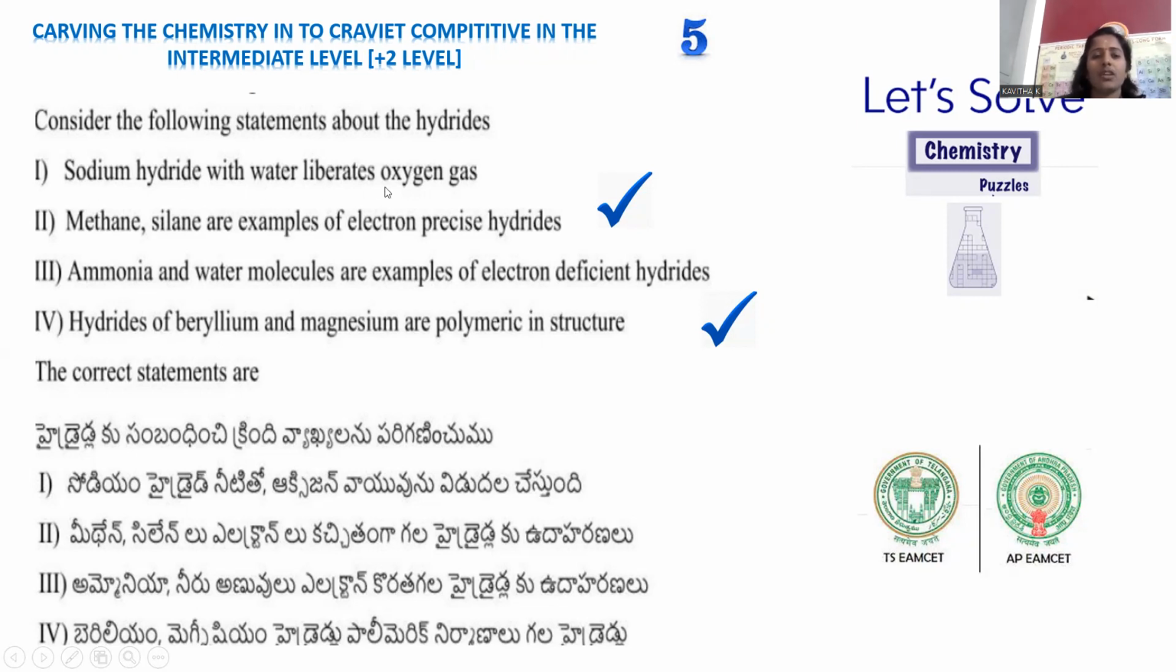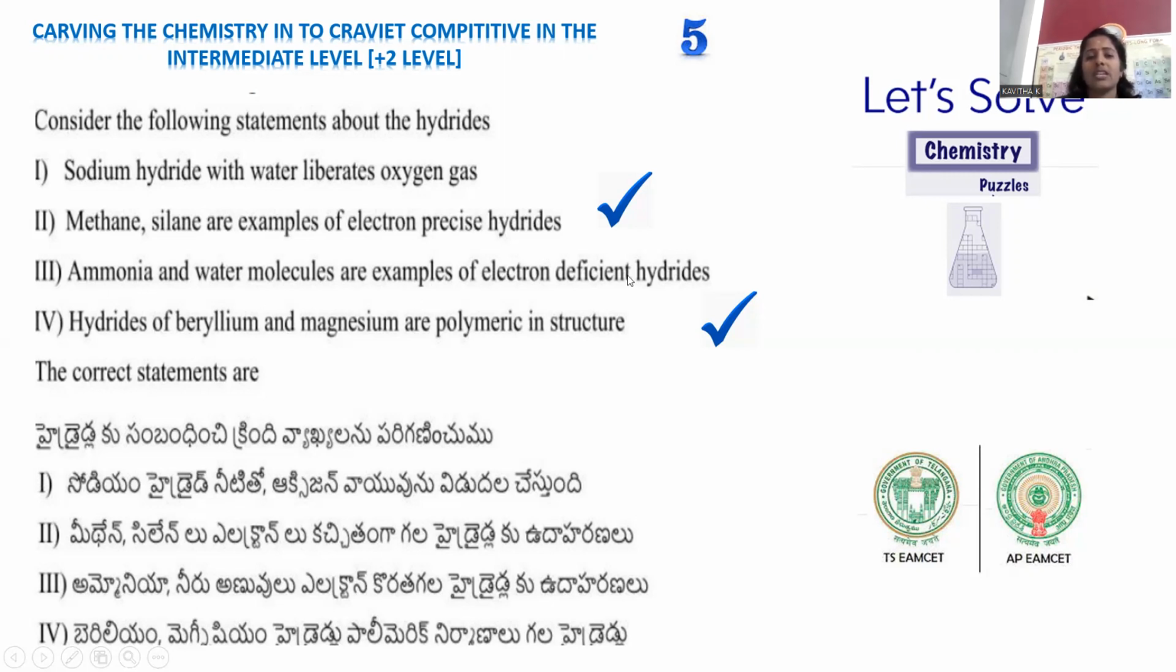Sodium hydride with water liberates oxygen gas, right? Whenever sodium hydride is treated with water, the release of hydrogen gas is possible. This is one of the statements they are providing over here. Methane, silane are the examples of electron precise hydrides. Electron precise means they are acquiring exactly as many electrons as required, right? So this is the correct one only.